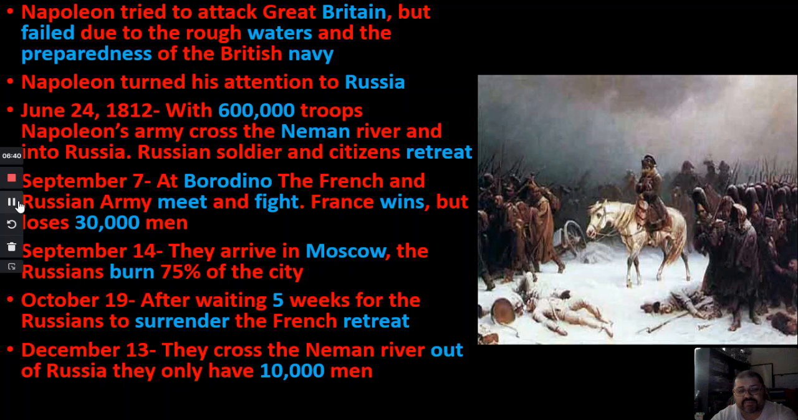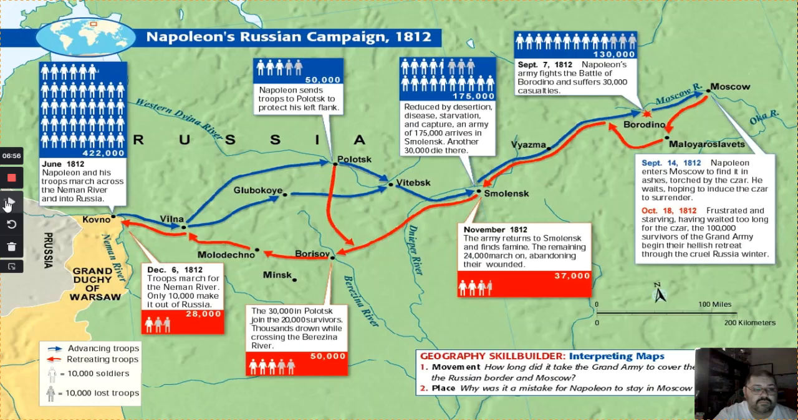And by the time they get back to the Niemen River, Napoleon only has about 10,000 men. So if you remember, he left with 600,000. Now he only has about 10,000. Yeah, that's a big drop. So here's a little map to show you the whole trip to Moscow and back. As you can see, they're losing a ton of guys as they're going through.